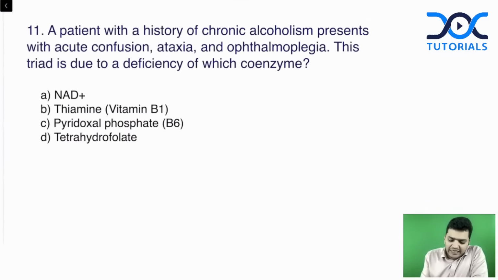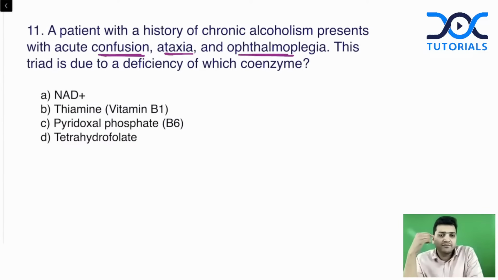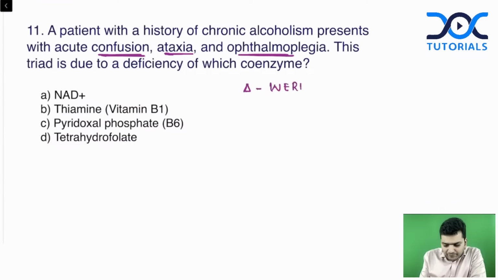A patient with a history of alcohol is presenting to us. He's having confusion, ataxia, and ophthalmoplegia, a paralysis of the eye muscles. His imbalance is there, and he's having global confusion, right? It's the classical triad of Wernicke's encephalopathy. Wernicke's encephalopathy is there, it's a classical triad.